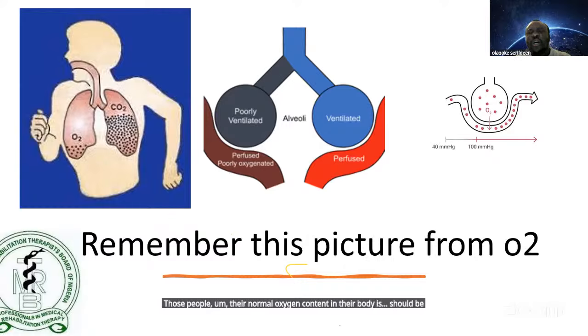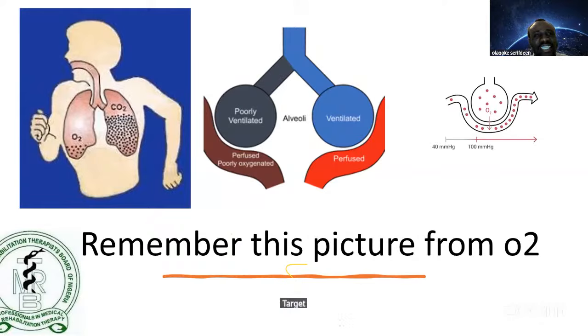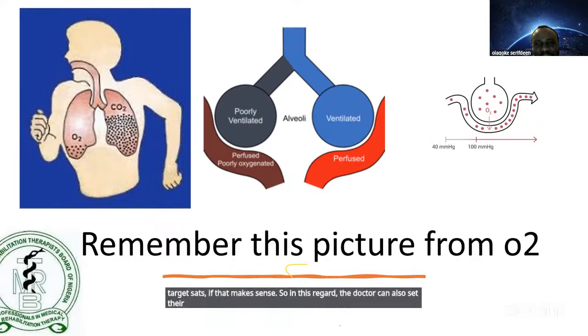So in those people, their normal oxygen content in their body should be very low. If you work in critical care, for instance, you might find doctors setting targets. Just like I mentioned when I was teaching oxygen, the doctor can set a target SAT. So in this regard, the doctor can also set their PO2. They can say aim PO2 less than 8, usually for people in this category.